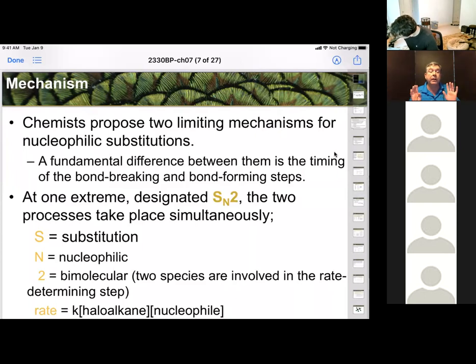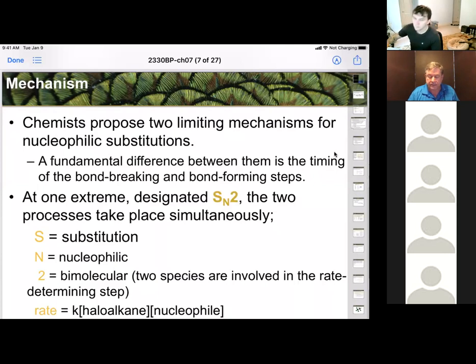So when we look at our energy diagram, our Sn2 is going to have one hump because there's no intermediate, there's only the transition state. Which means if I have to have this molecule and that molecule there at the same time, the rate of the reaction depends on the concentration of both species: the haloalkane, which is the electrophile, and the nucleophile, right here.